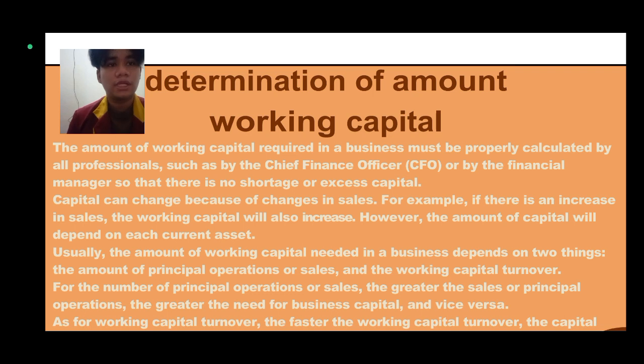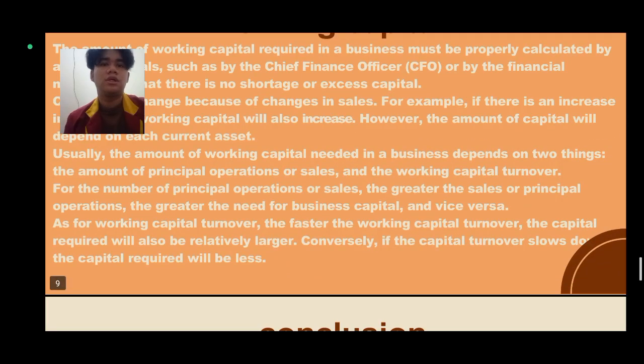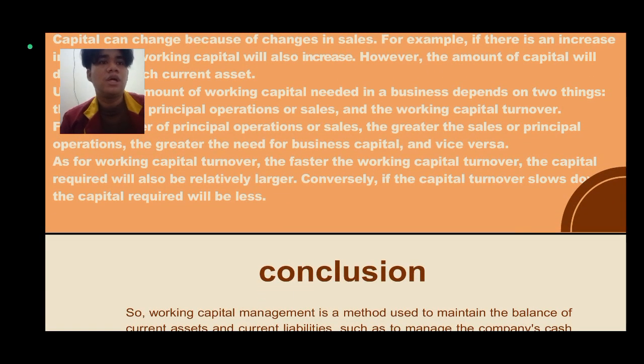Usually, the amount of working capital needed in a business depends on two things: the amount of principal operation or sales, and the working capital turnover. For the principal operation or sales, the greater the sales or principal operation, the greater the need for business capital, and vice versa. As for working capital turnover, the faster the working capital turnover, the capital required will also be relatively smaller. Conversely, if the capital turnover slows down, the capital required will be larger.